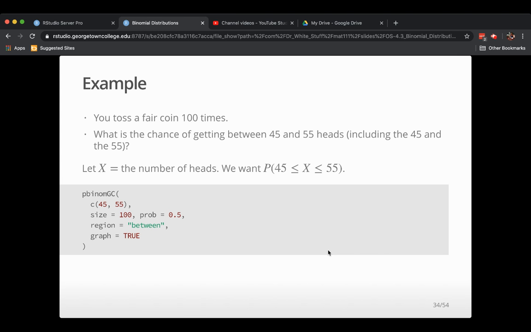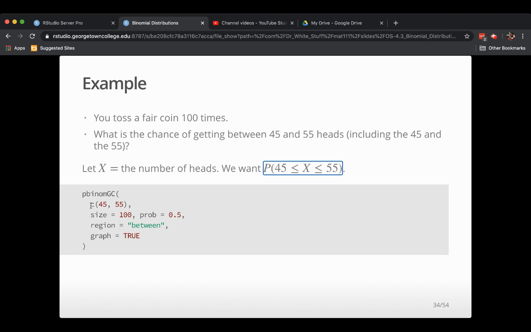Here's another example. Say you toss a fair coin 100 times. What's the chance of getting between 45 and 55 heads, including the 45 and 55? Well, let's let X be the number of heads. We want the probability that X is bigger than or equal to 45, but less than or equal to 55.